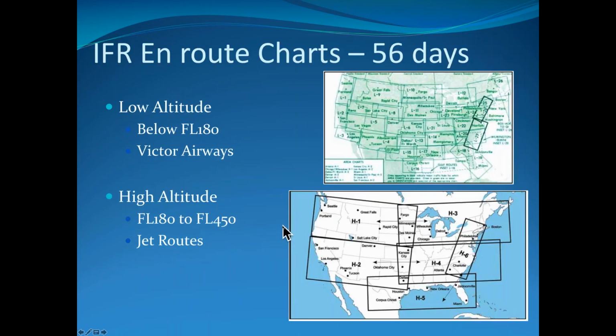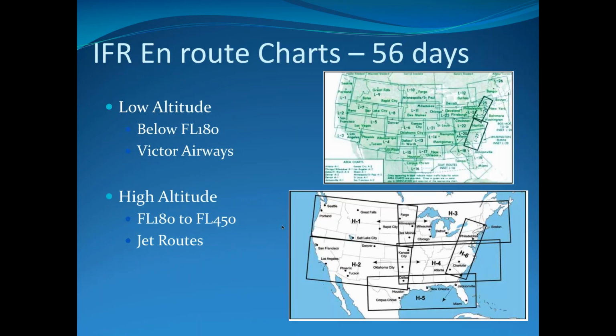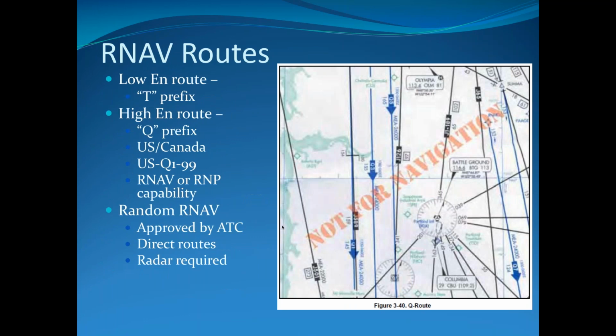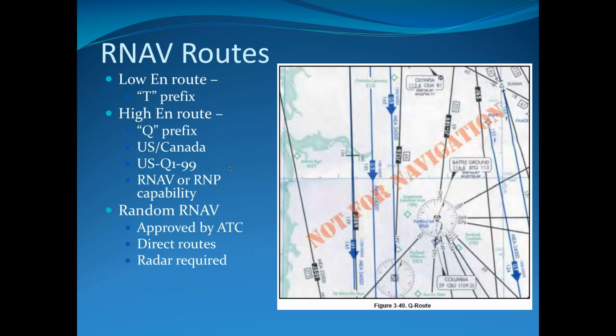I actually didn't know that. Yeah, all your freeways, if they're east and west, they're all even numbers. If they're north and south, they're all odd numbers. Okay. Yeah, and so that would match up with our Victor Airways there. Yeah, exactly. So good point. Great.